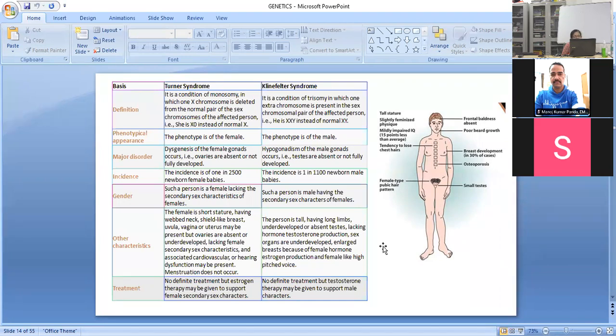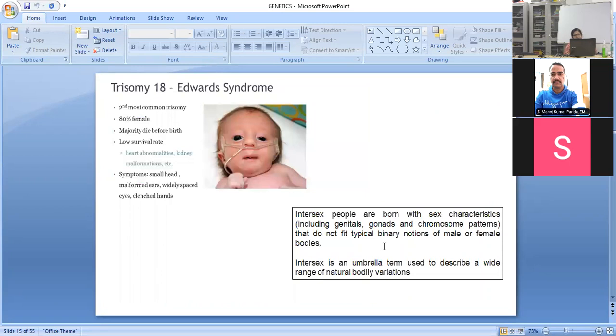Just in comparison to Klinefelter syndrome, we see that Turner syndrome is there. Mostly it is expressed in females and it's XO instead of the normal XX. One X is not there. We'll discuss Turner's in detail when we come to that. Again, this is a trisomic condition.